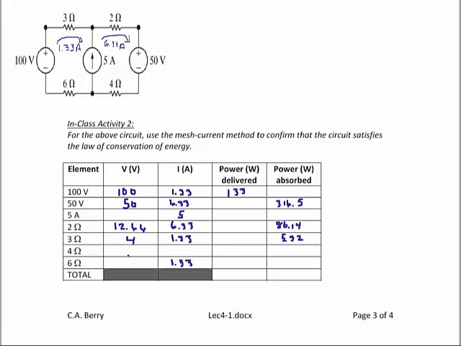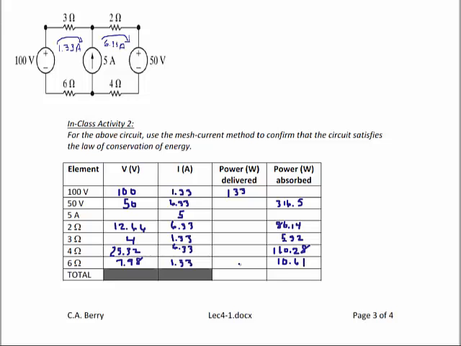The 4 ohm resistor, the current is 6.33 amps. And the voltage is 25.32 volts. So the power for the 4 ohm resistor is 160.28 watts. And finally, the 6 ohm resistor, the current is 1.33 amps. So the voltage is 7.98 volts, and the power is 10.61 watts absorbed.